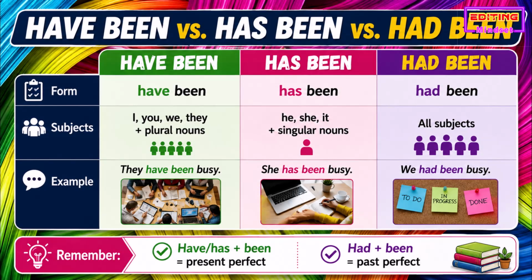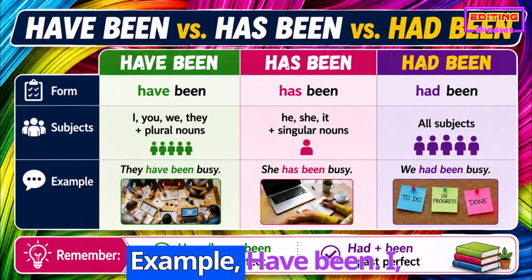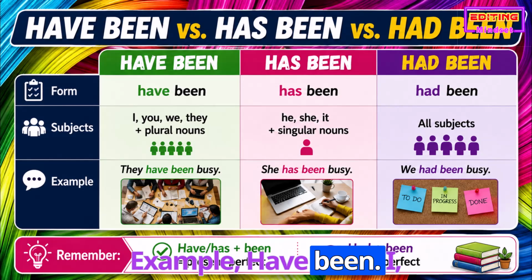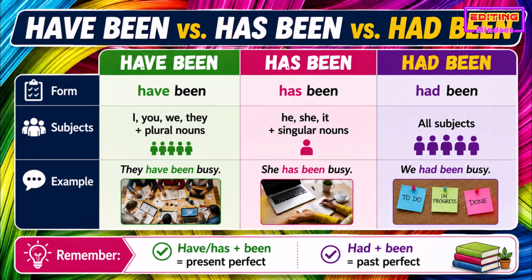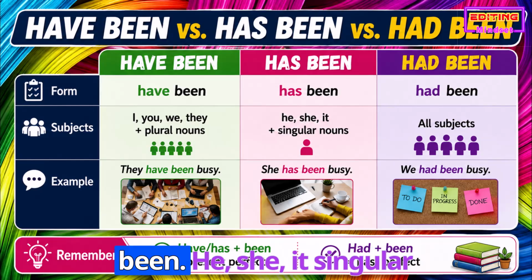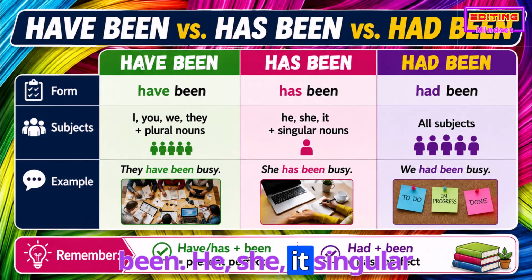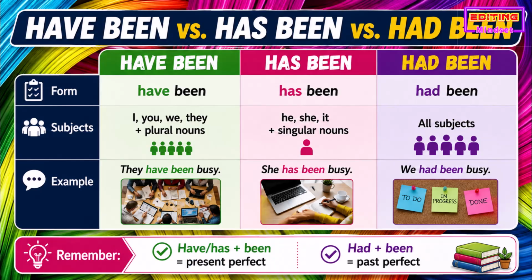Form, subjects, example. Have been: I, you, we, they, plural nouns. They have been busy. Has been: he, she, it, singular nouns. She has been busy. Had been: all subjects. We had been busy.